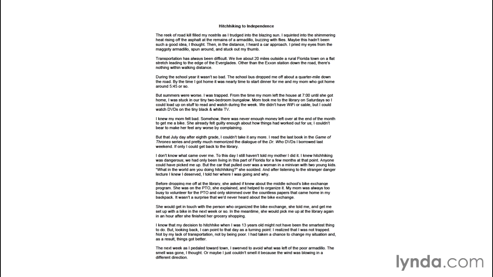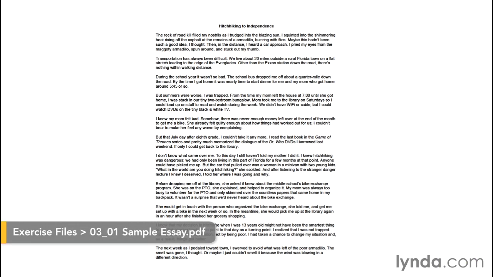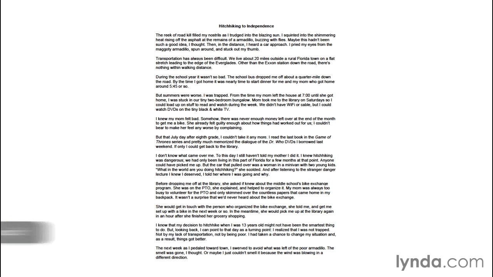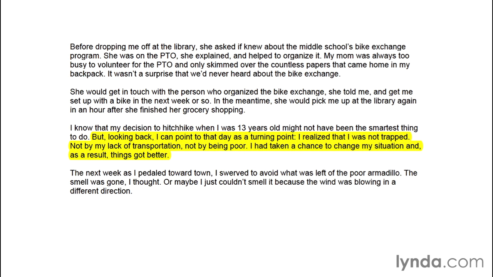We can see an example of this in the sample essay from Chapter 3. Can you find where the writer states his thesis? That's it. It's actually a combination of 3 short sentences. "But looking back, I can point to that day as a turning point. I realized that I was not trapped, not by my lack of transportation, not by being poor. I had taken a chance to change my situation, and, as a result, things got better."